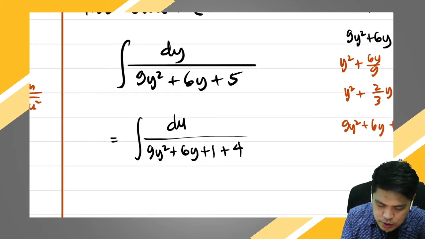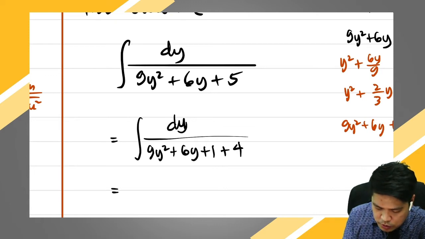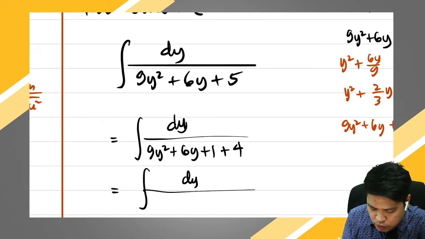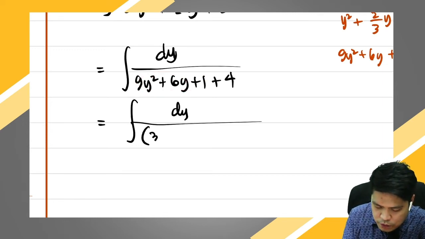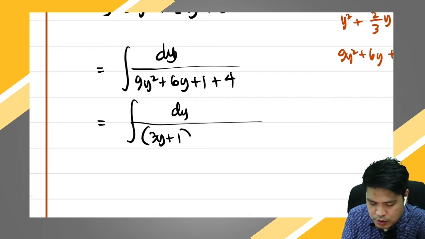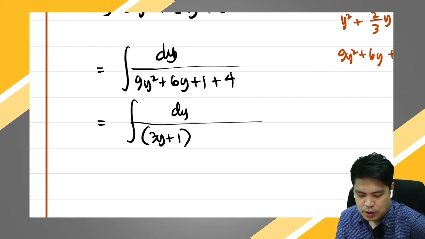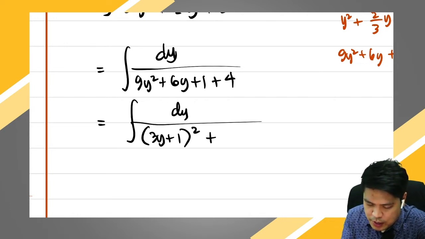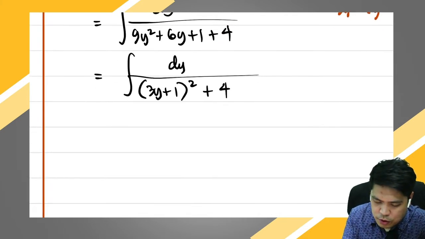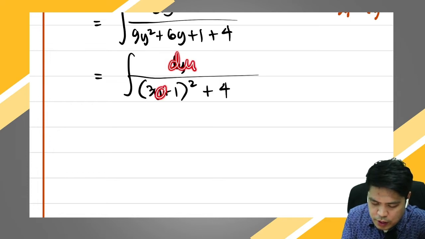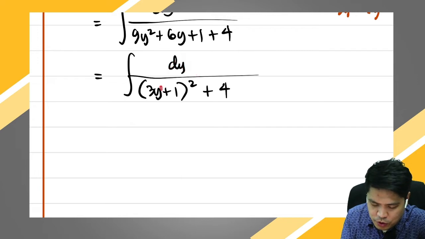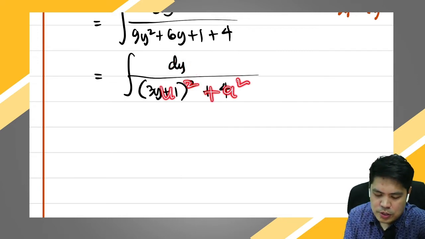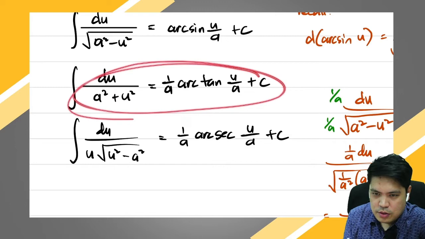Sorry, this should be dy. So that would be integral of dy over itong denominator, but this is actually the square of 3y plus 1. Right? 3y plus 1. So the square of that plus 4. So therefore, this is now in the form du over u squared plus a squared, which is eto, arctangent.